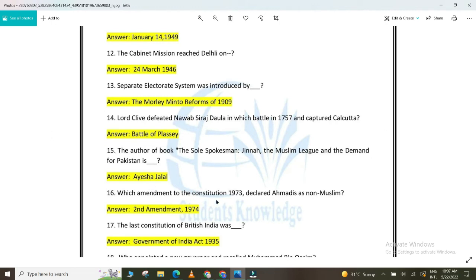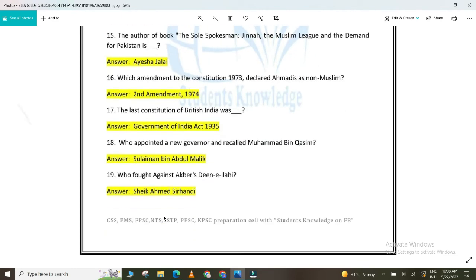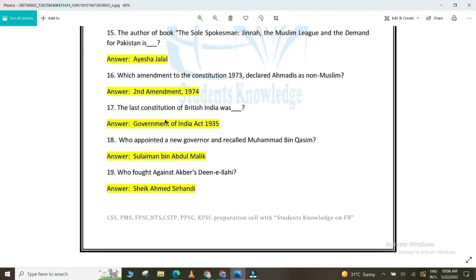Which amendment to the Constitution of 1973 declared Ahmadis as non-Muslim? Second Amendment, 1974. The last constitution of British India was the Government of India Act 1935. Who appointed a new governor and recalled Muhammad bin Qasim? Sulaiman bin Abdul Malik. Who fought against Akbar's Deen-e-Ilahi? Sheikh Ahmad Sirhindi.